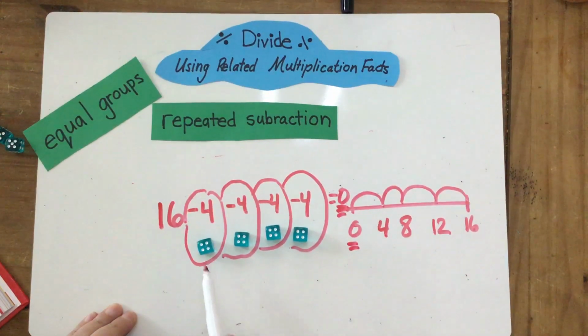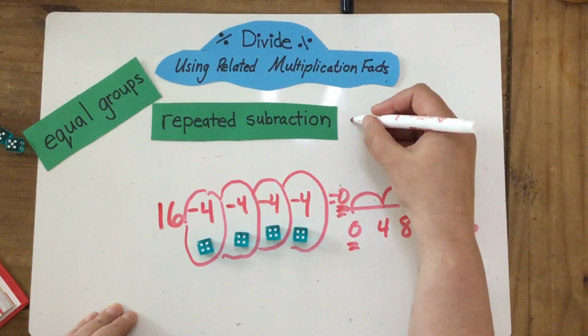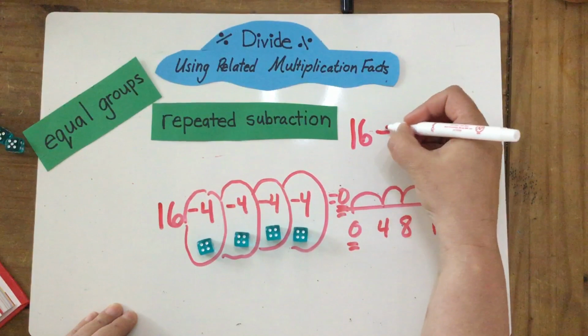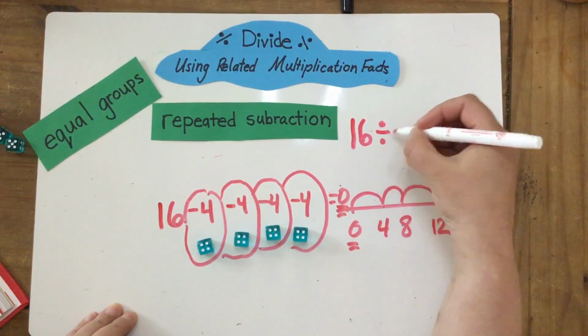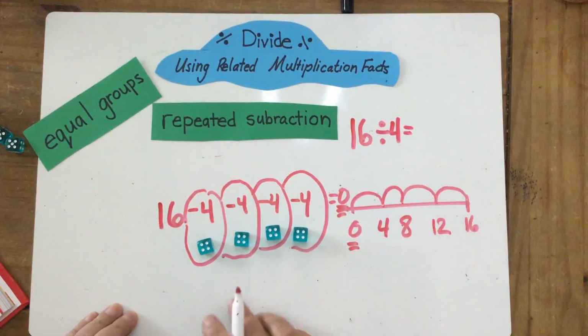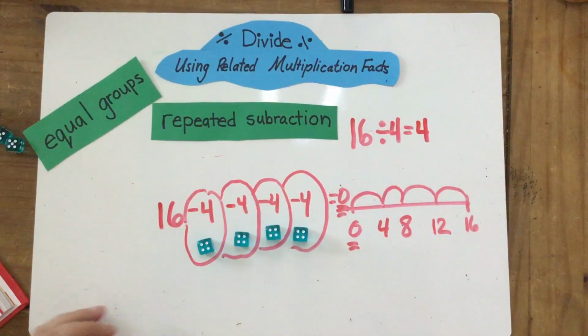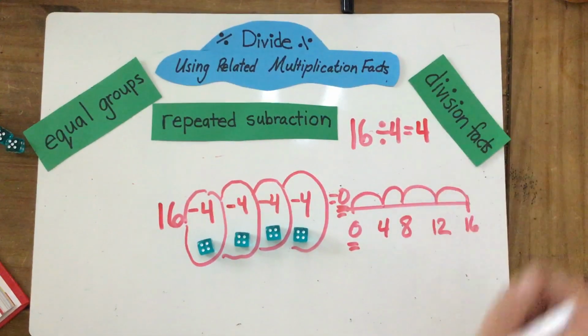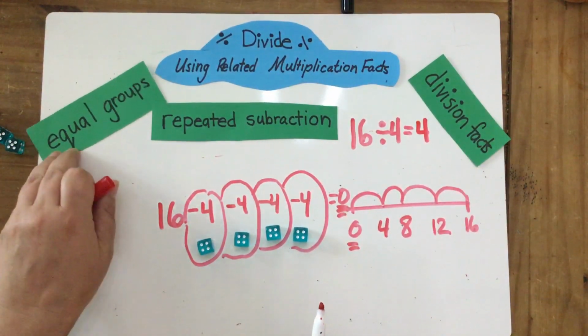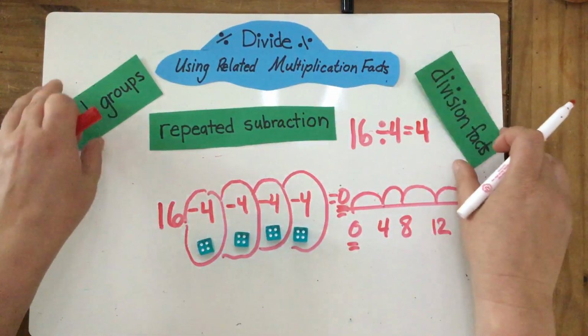So we think about how many groups of 4 were there. 1, 2, 3, 4. How does this help us? Well, division is starting with the whole, and we're repeatedly taking away 4. So we think, well, how many 4s are in 16? 4. Fantastic. So you worked on division facts yesterday too. So we did equal groups, repeated subtraction, and division facts. That's the review.